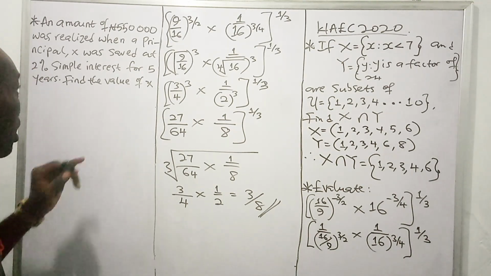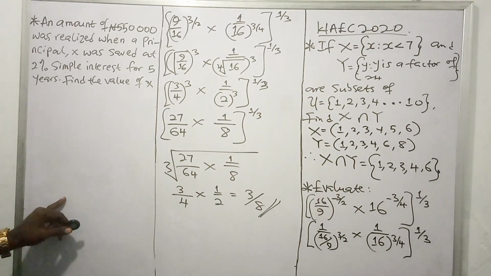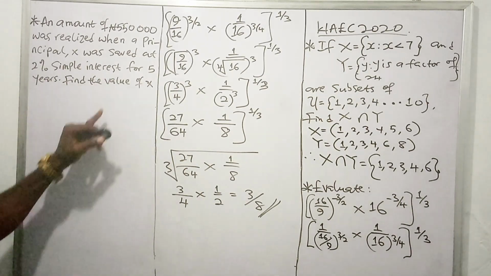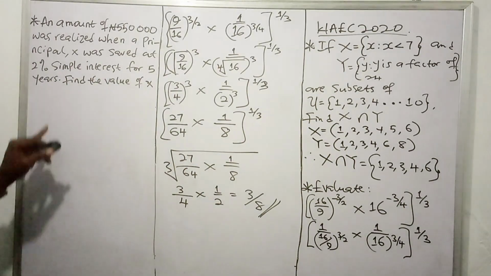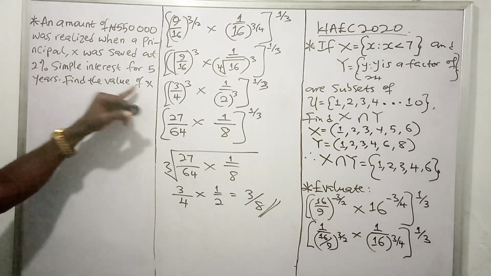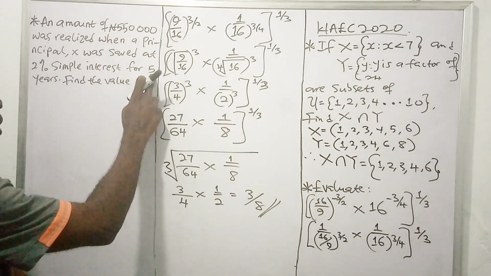Now let's see the last one we have here. It said, an amount of 550,000 was realized when a principal X was saved at 2% simple interest for 5 years. Now we should find the value of X, which is the principal. The X there denotes the principal.